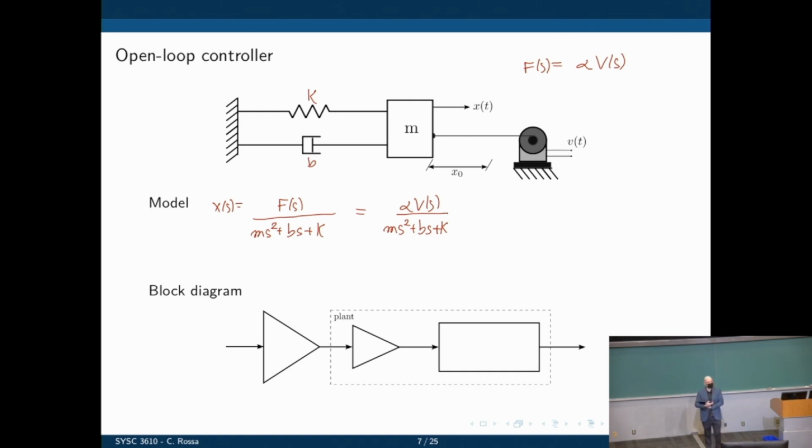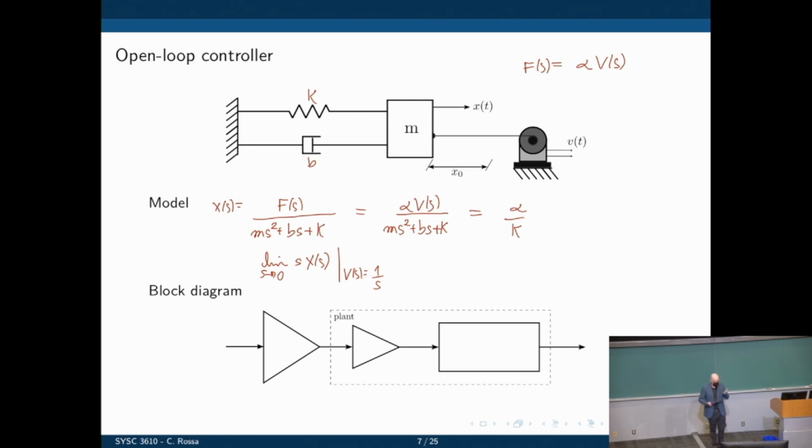When s tends to 0, the limit of s tending to 0 for a step input. So it's the limit, you remember, as s tends to 0 of s times X of s, for V of s equal to 1 over s. What do we get? We have alpha over k. V of s is 1 over s, right? So we already cancel that. So it's alpha over k. So if you apply a step input, the system goes to alpha over k.